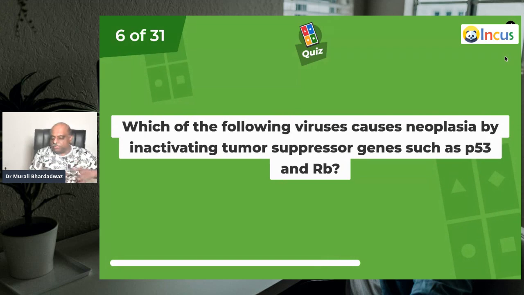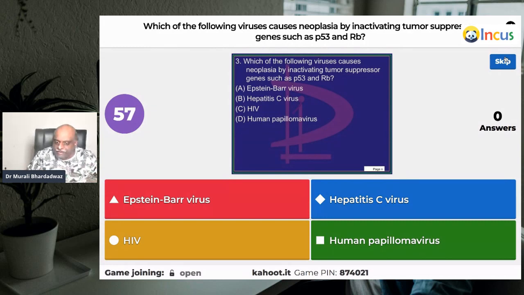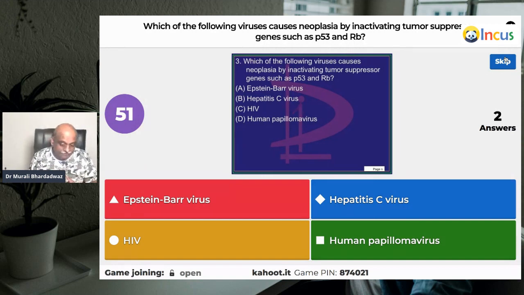Which virus causes neoplasia by inactivating the tumor suppressor genes like P53 and retinoblastoma? Easy question. I'm sure all of you will answer this correctly. Punch your answer, doctor. So, which of the following viruses inactivates the tumor suppressor genes like P53 and retinoblastoma?